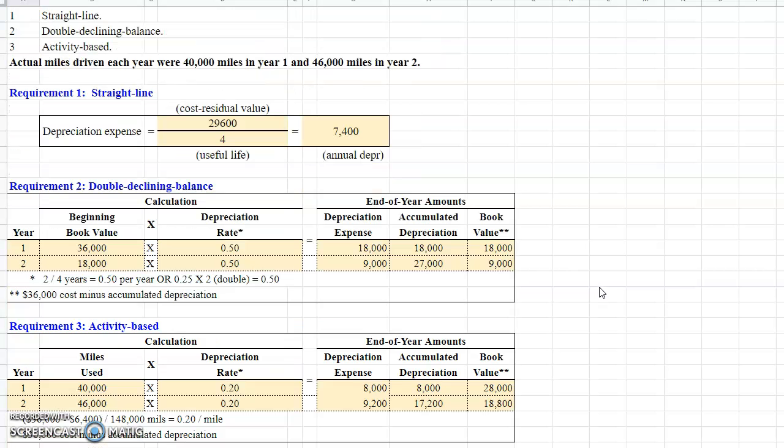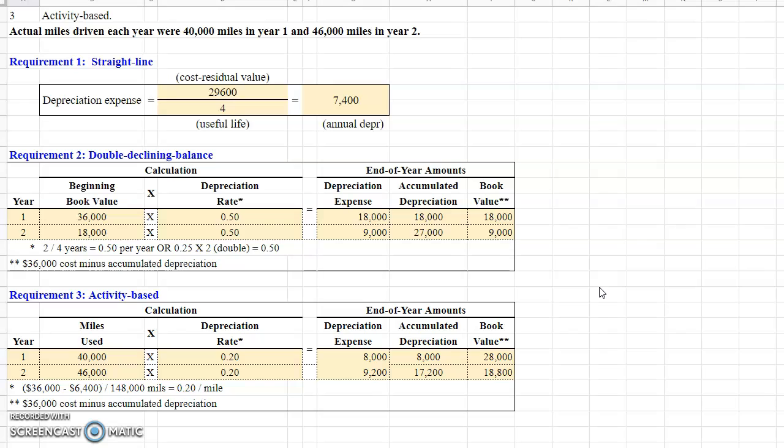All right, activity-based. Activity-based is based on usage. So at the beginning, when we first purchase the item, we're going to determine approximately how many miles. In this case, if it was machines, it could be machine hours. If it was a plane, it could be flight time, whatever. Whatever the activity is, we're going to determine an estimated amount at the beginning.